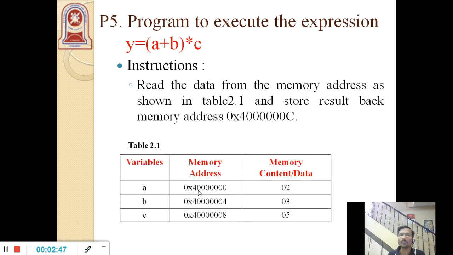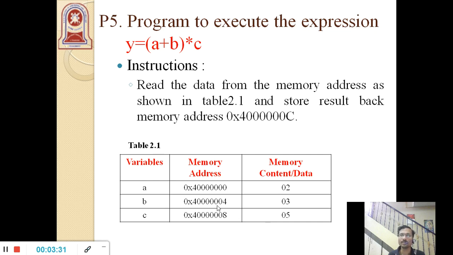Listen here. We have three variables, variable A, B, C, and these must be present in particular memory addresses, and the content of A must be 02. They have given you what should be the memory address of your first input A and what should be the content of A. Similarly, what should be the address of B and its content, and what should be the address of C and its content. In the first case, the address of A is 40000000, and its content is 02.